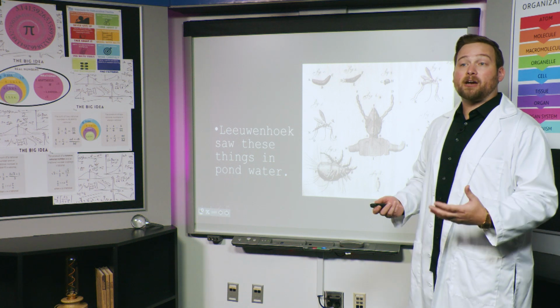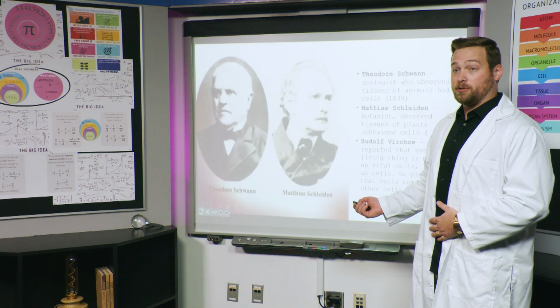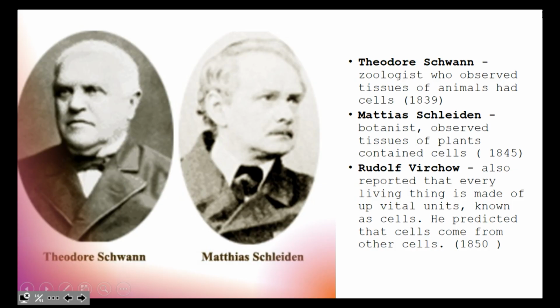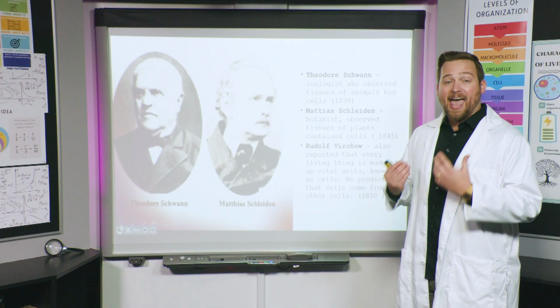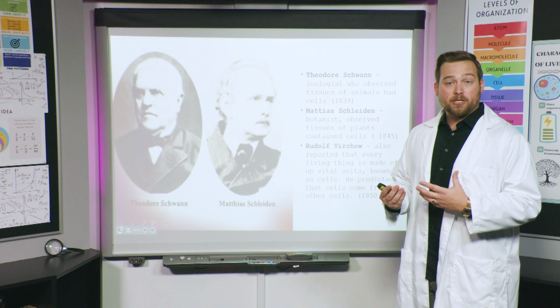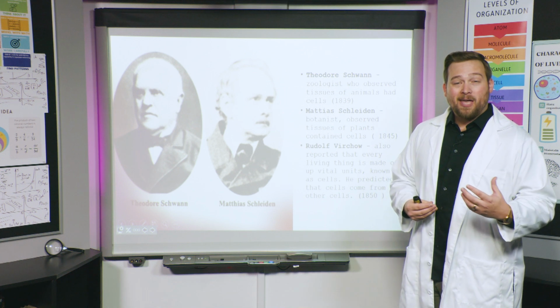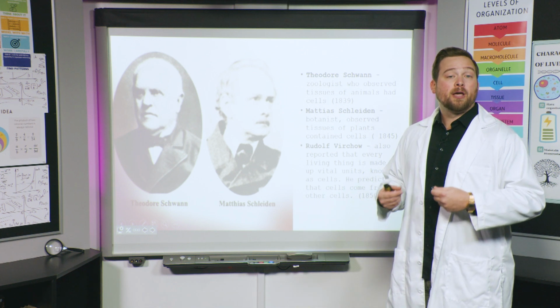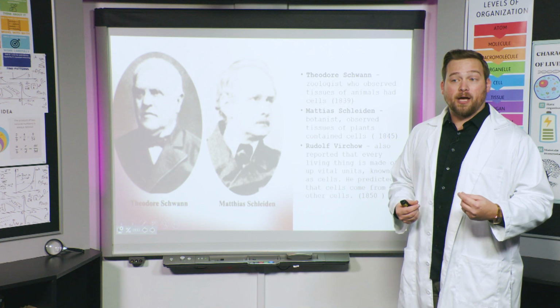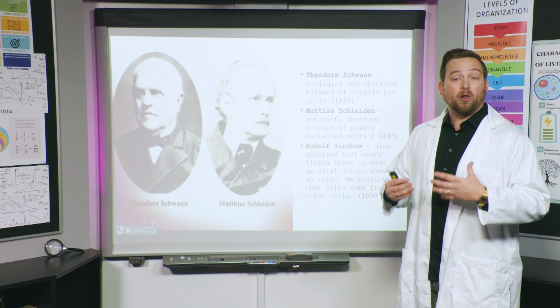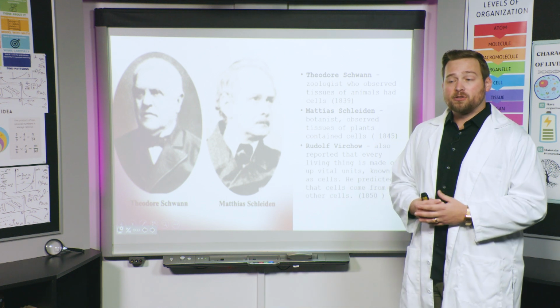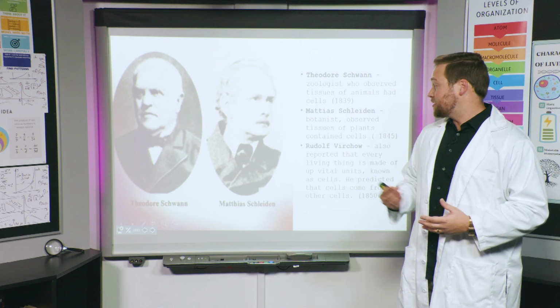Okay, I've got a couple more scientists I want to introduce y'all to, okay? So we've got these two scientists at the top that I want to talk about. Here's their pictures. So we have Theodore Schwann. Schwann was a zoologist, and what that means is that he was studying animals, and he would take animal tissue and observe it under the microscope. Just like Hooke saw cells, Theodore Schwann also saw cells, and he discovered that all animals are made up of cells.